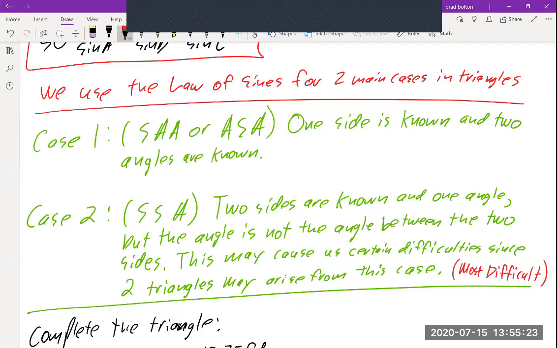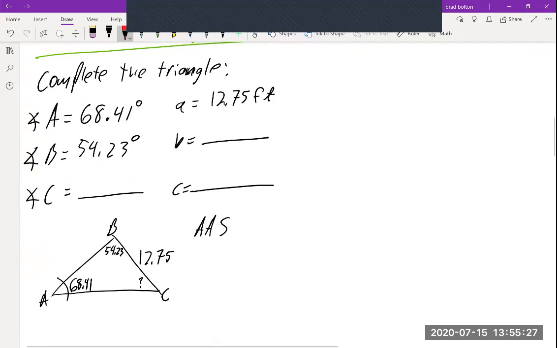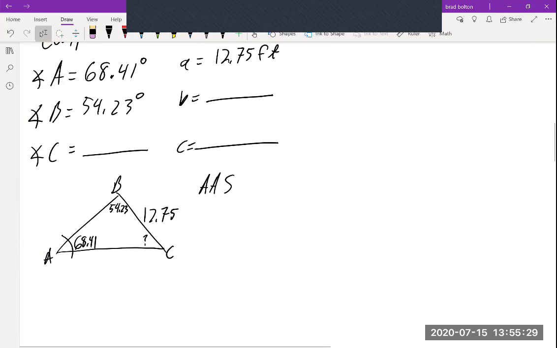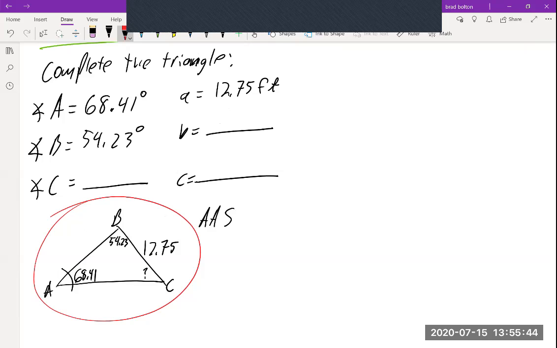For case one, we identify it and we use the law of sines. Oftentimes they'll either say solve for the missing angles and sides, or they'll say complete the triangle. So it says angle A is 68.41 degrees, angle B is 54.23 degrees, and side a is 12.75. I took a minute and wrote out this triangle right here. I normally draw it the same way, even if the angles are different, because it's too hard to draw it to scale.